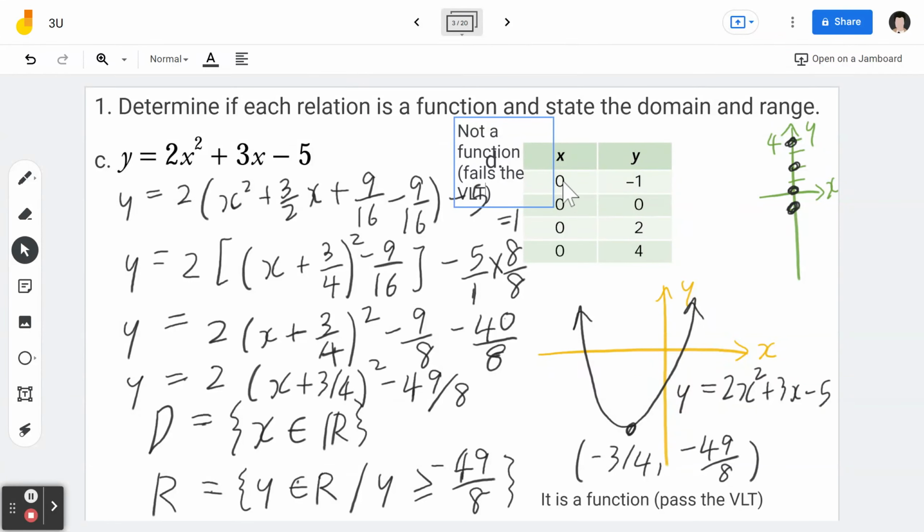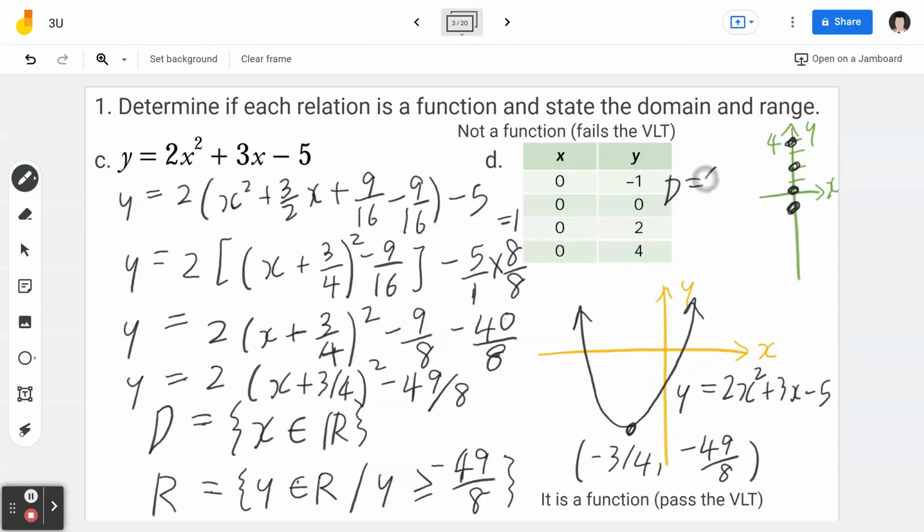And of course, you can still write down domain and range. Let's see if I can fit all this in the space. Domain means all the possible x values, and the only x value is going to be 0. Range, of course, on the other hand, you can list them from negative 1, 0, 2, and 4, and I put them in order, just like that.